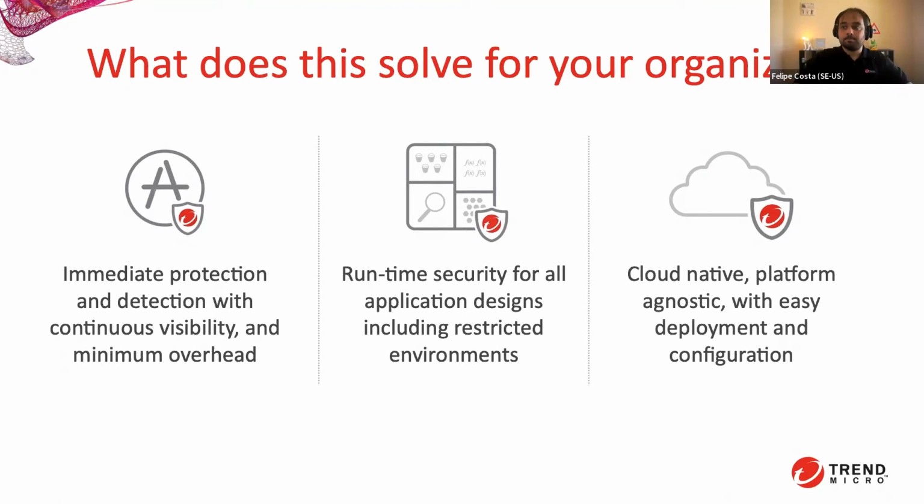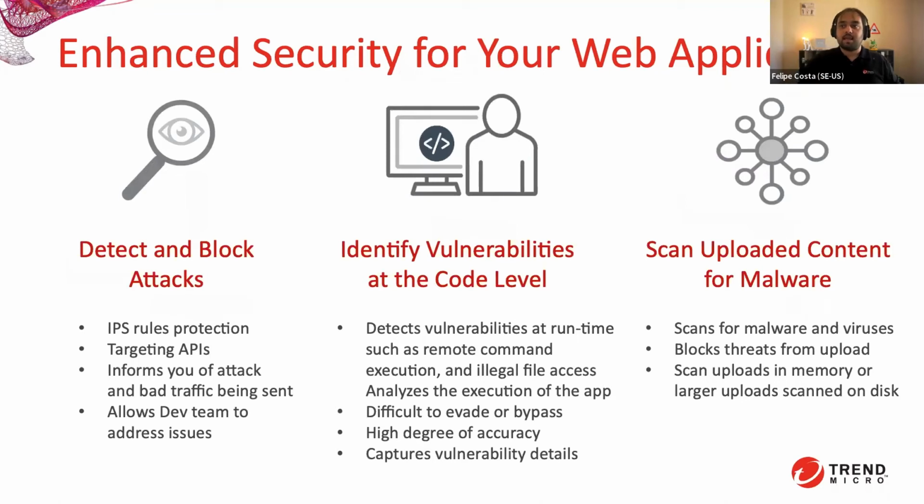Okay. So just a glance at the features that we have for application security. We have detecting and blocking capabilities for network attacks. So we're talking about SQL injection, remote code execution, and even vulnerabilities like Log4j, for example, or Shellshock, or many other common vulnerabilities that will target your APIs and your web applications. You'll be able to make sure that all of this protection will be in place for your applications.